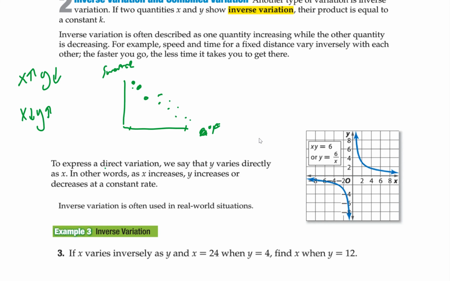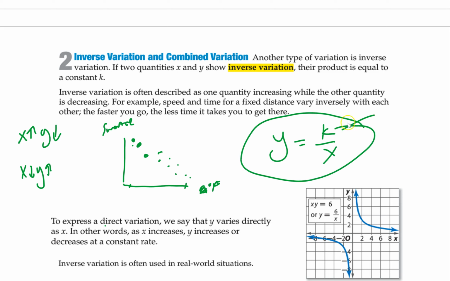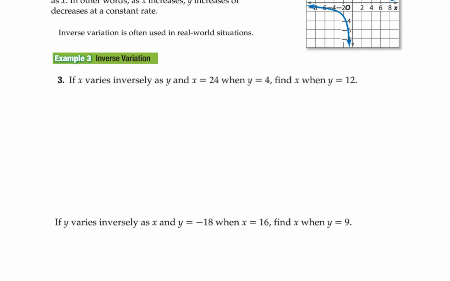And how do we solve it? Well, the equation is a little different. Since it's inverse, as one goes up, the other goes down, the equation is y equals k over x. In this case, as y goes up, x goes down, and vice versa. So that's an inverse variation. Notice k is always on top. Always. But inverse means you're dividing by it, so it's on the bottom. Other than that, we do the exact same way.